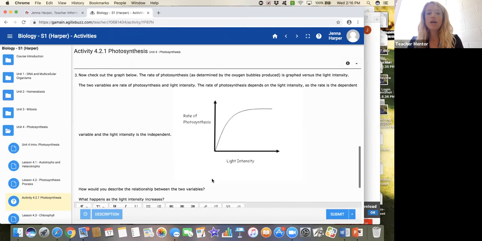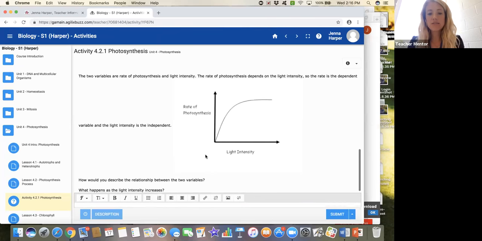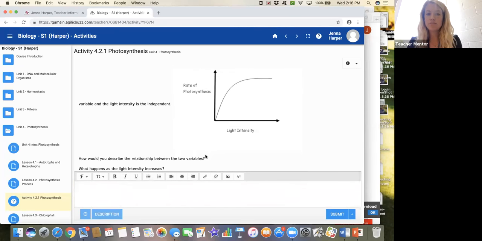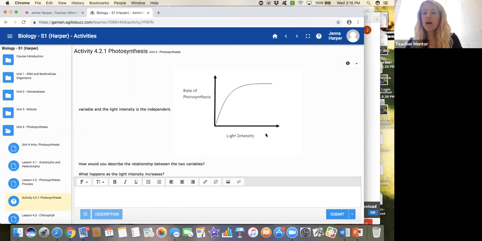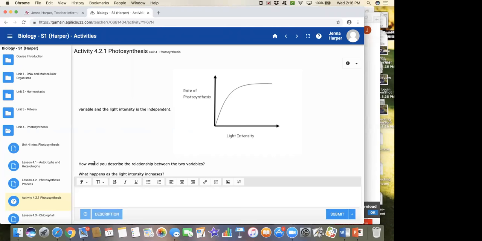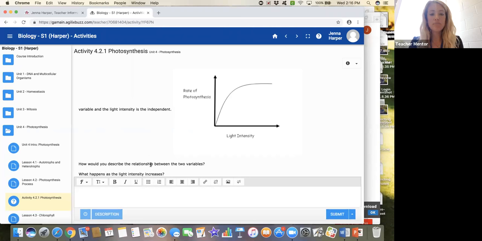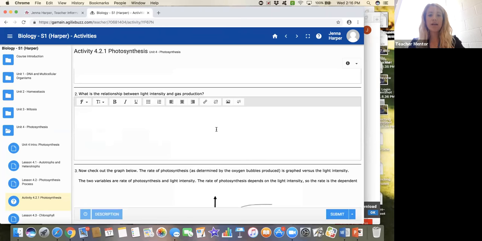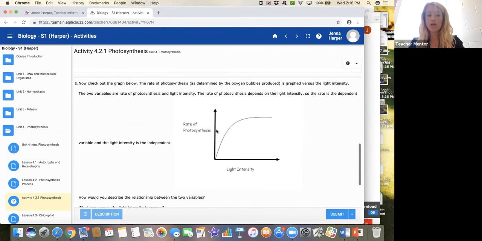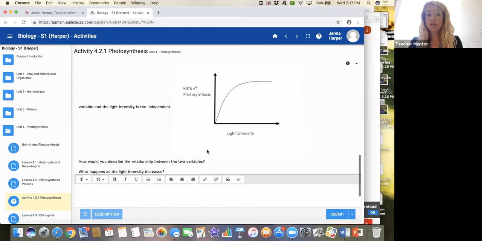whether it's quantitative or qualitative. Okay, so as our light intensity increased, what did we notice about our rate of photosynthesis? Or to ask it more lightly, as we got more light, what happened to our amount of bubbles? It increased. So it says, how would you describe the relationship between the two variables? Same kind of question as we were just answering, right? The two variables are the light intensity and the gas production. So we can assume that as our light intensity increases, the rate of photosynthesis is also going to increase.